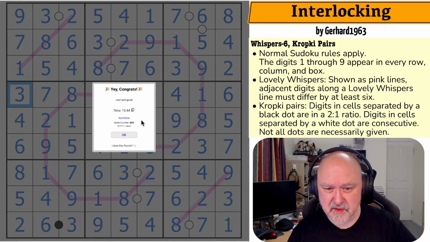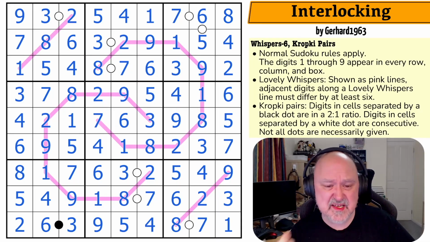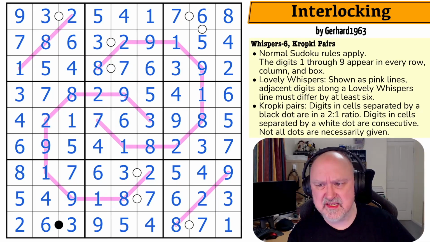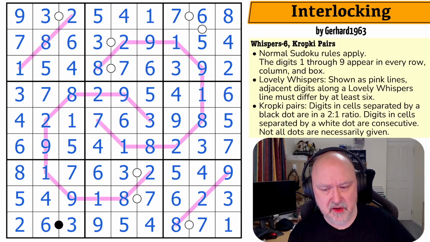Really fun little puzzle. It's quite old. It's had 651 solves in 211 days, but I'm sure we can get that number up. Yeah, Gerhard 1963. I've done another Gerhard 1963 puzzle a few months ago, and I really enjoyed it. This one is from the puzzles I'm doing at the moment. I think it came into my queue about 5 or 6 months ago.